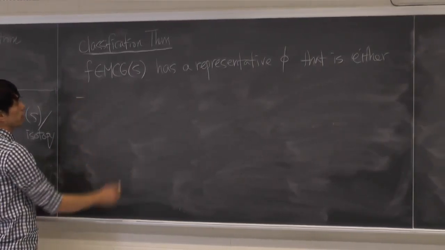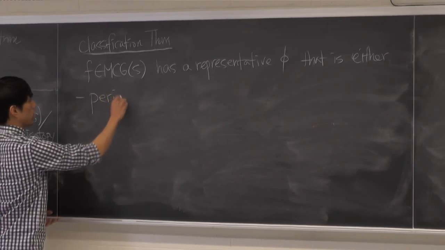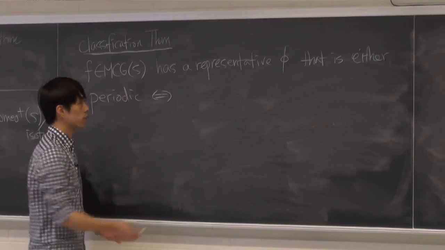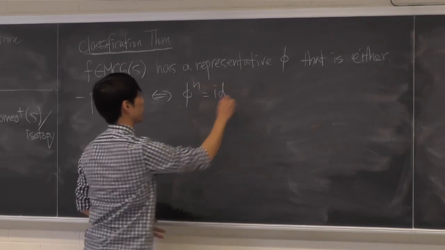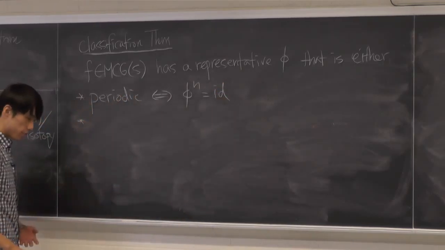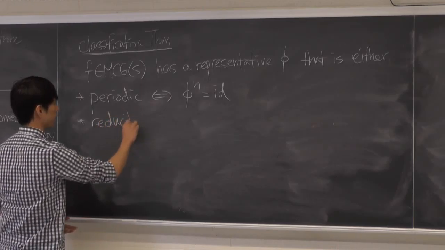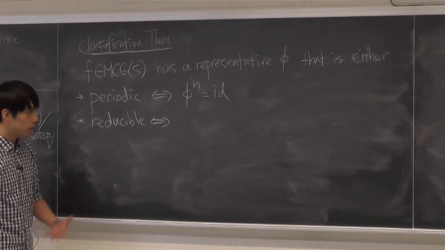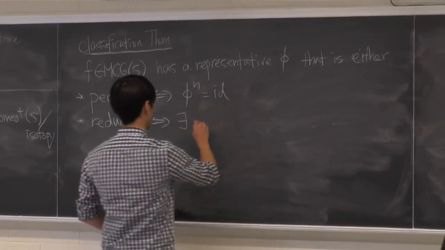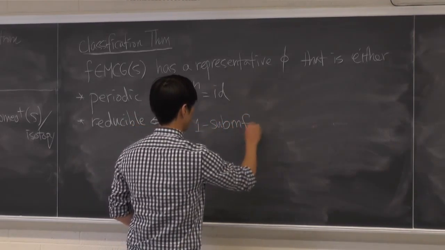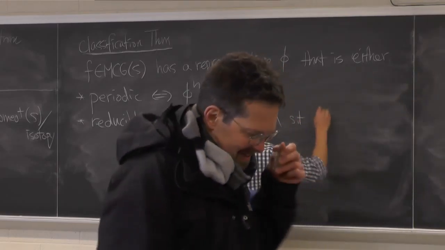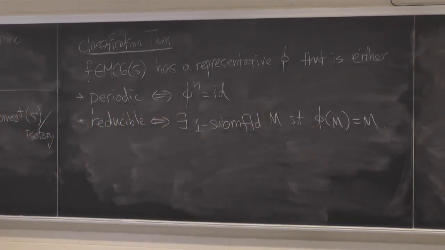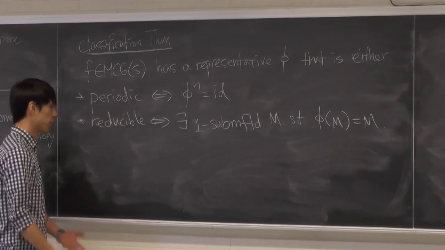First, we say it is periodic if some power is the identity, and we say it's reducible if there is a submanifold preserved by this homeomorphism. A quick important example is the Dehn twist.